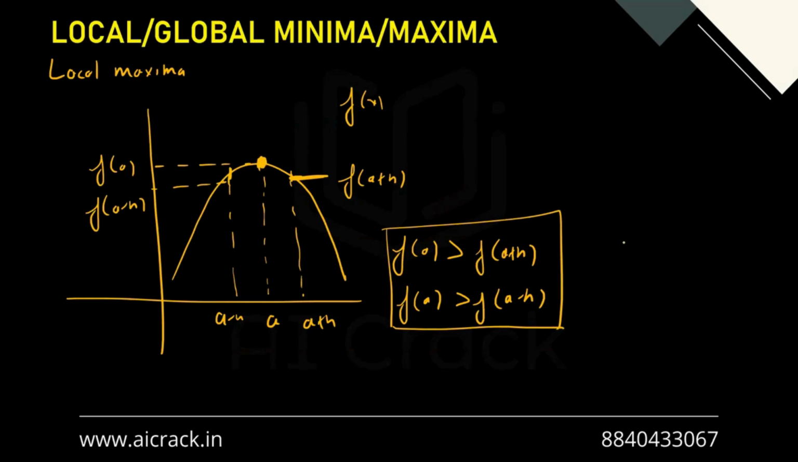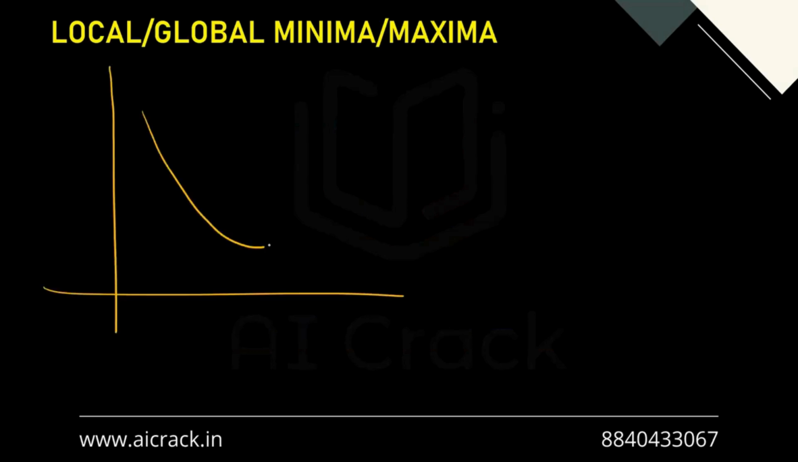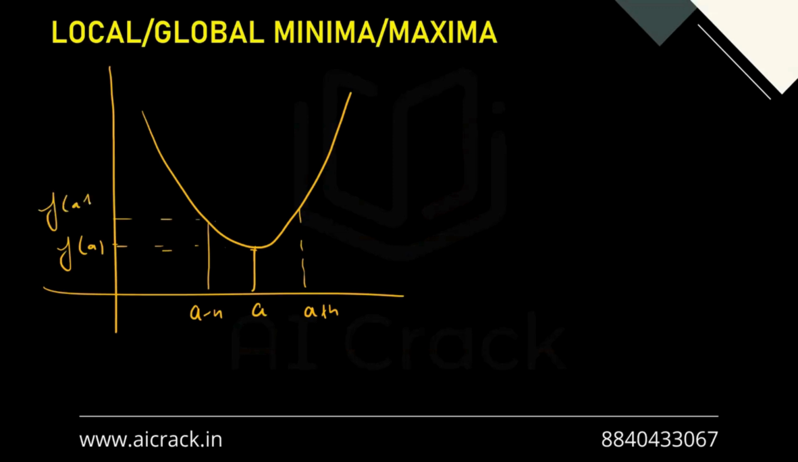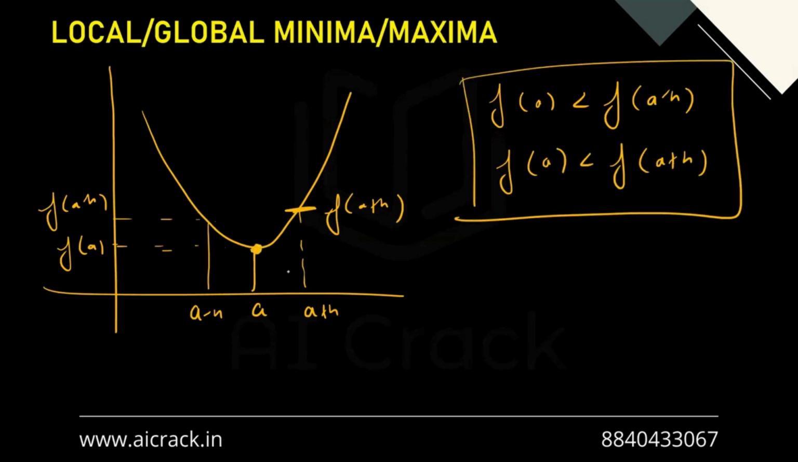Now if you talk about local minima, in that case, we'll have a graph like this. This point is again A. The vicinity points are A minus h and A plus h. This value is f(A), this value is f(A minus h), and this value is f(A plus h). Now in this case, f(A) should be less than f(A minus h), and f(A) should be less than f(A plus h). Both should be satisfied simultaneously to have a local minima at this point.